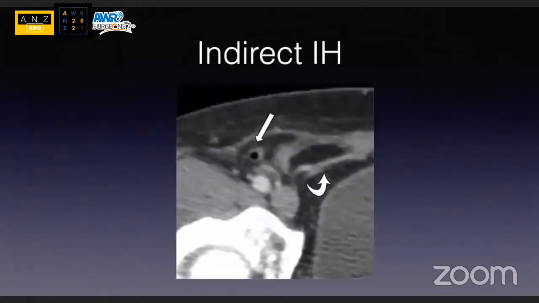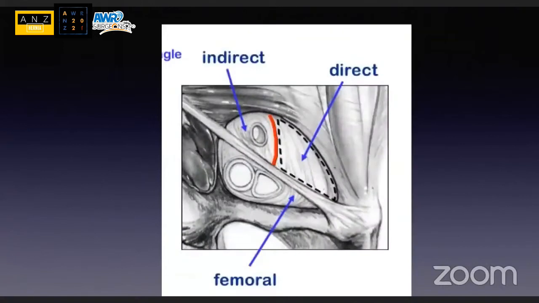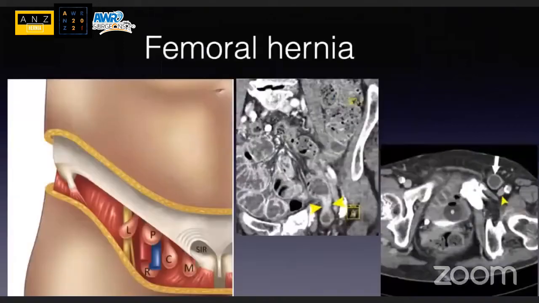An indirect hernia sac, on the other hand, is lateral to the epigastric vessel. And you can use the X line like I described. So indirect hernia, direct hernia, femoral hernia, inguinal ligament.